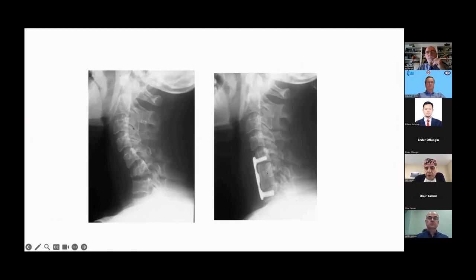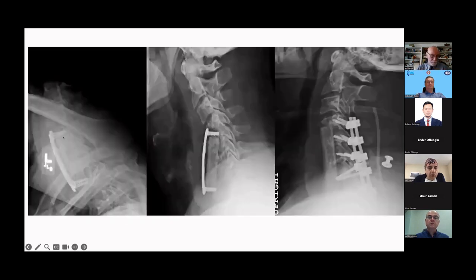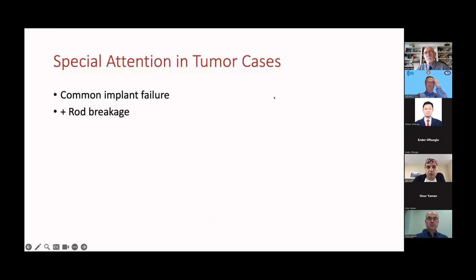In one-level corpectomy, actually in most cases, if there is no problem in the posterior ligamentous structures, anterior plating may be enough. But if your corpectomy is in 2-level or 3-level, there is much more risk of failure in these cases. Therefore, in these cases, we need to add posterior fixation in order to increase stability of the operated level.